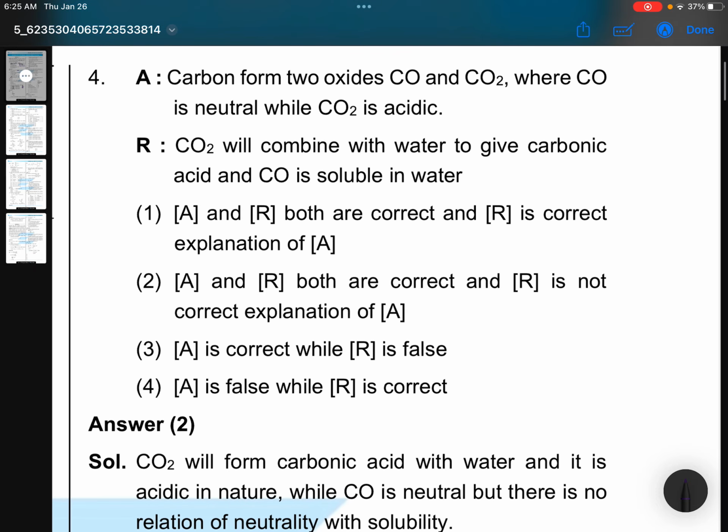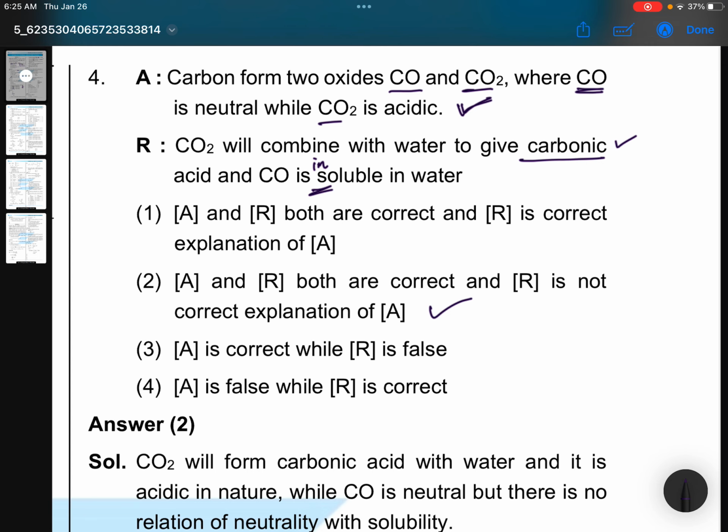Question number 4. Carbon forms two oxides, CO and CO2, where CO is neutral while CO2 is acidic. 100% right. CO2 will combine with water to give carbonic acid, and CO is insoluble in water. Now CO is not soluble in water, of course. CO2 is giving carbonic acid. This is also a right statement. Both are right statements, but this is not the explanation.